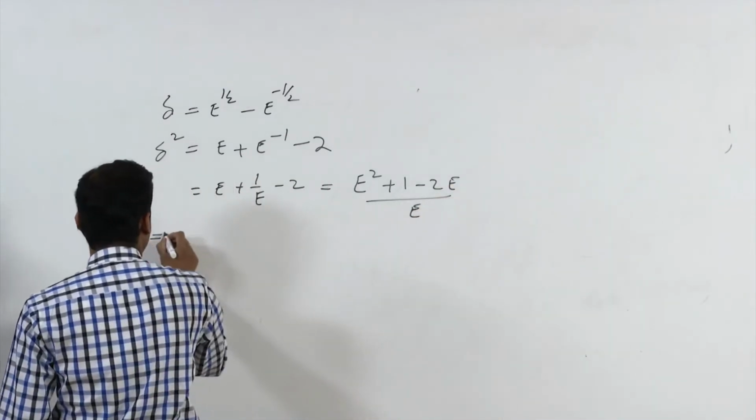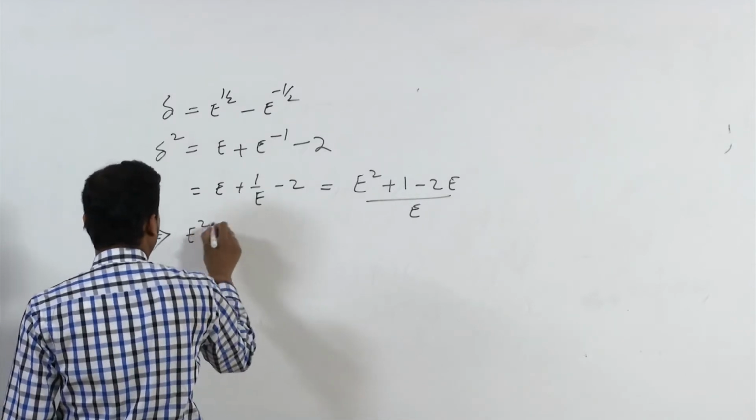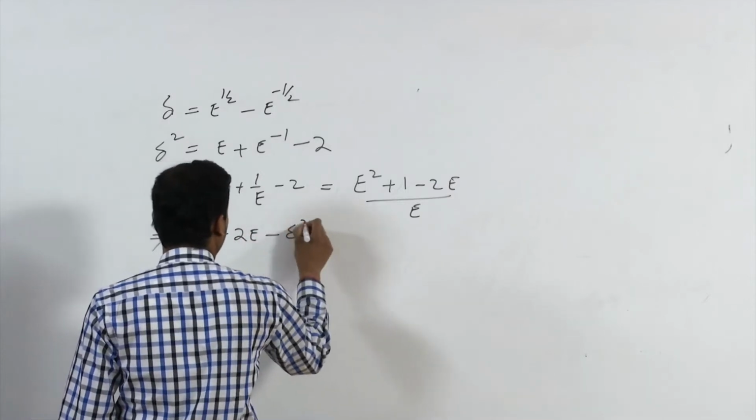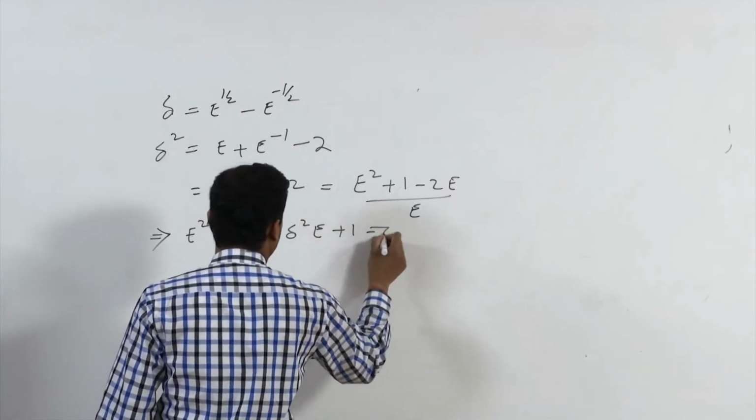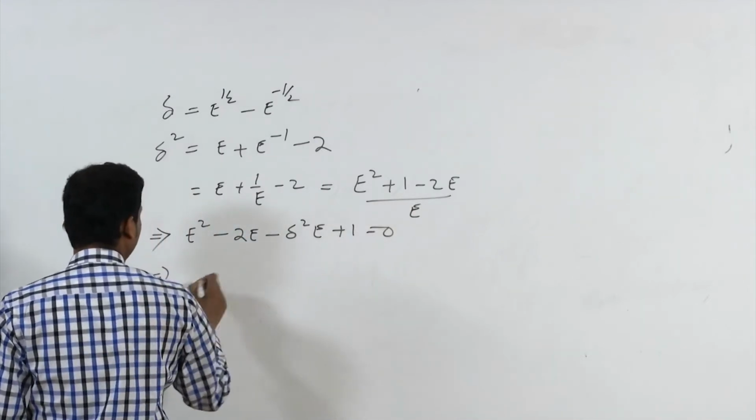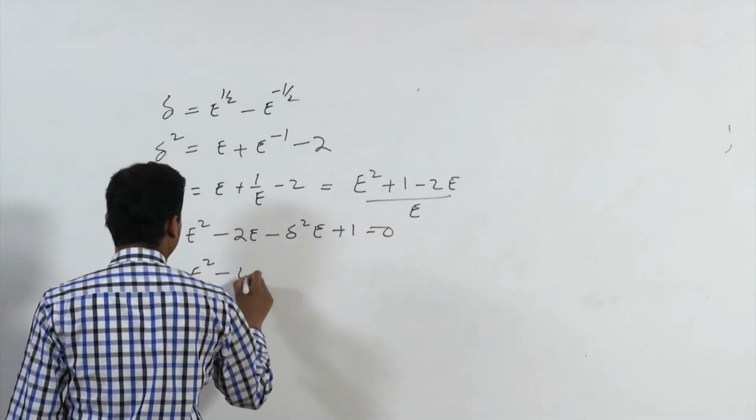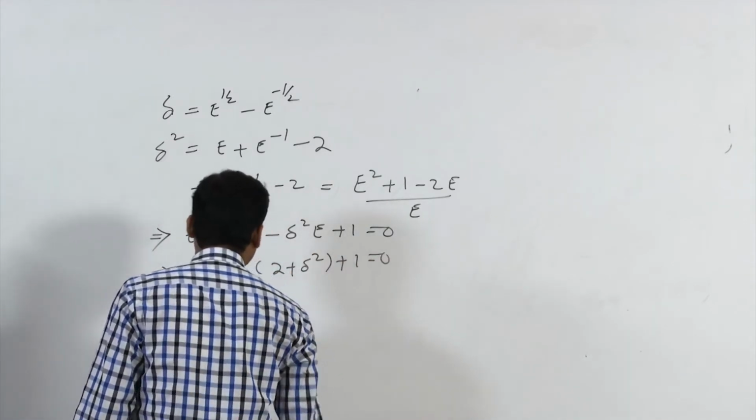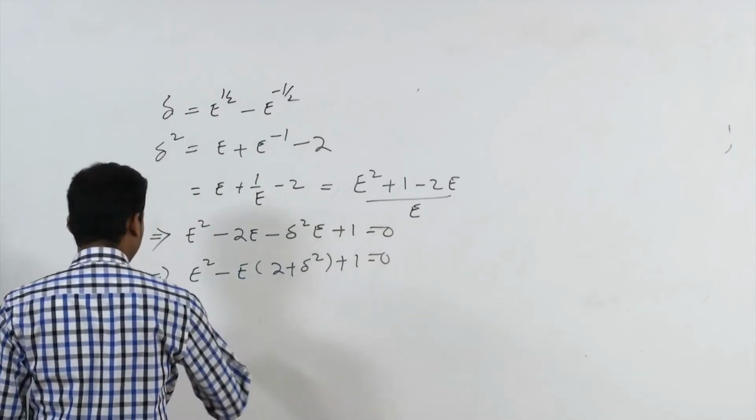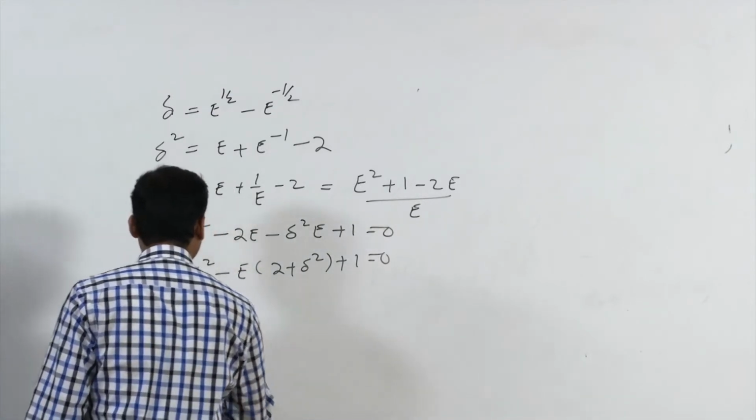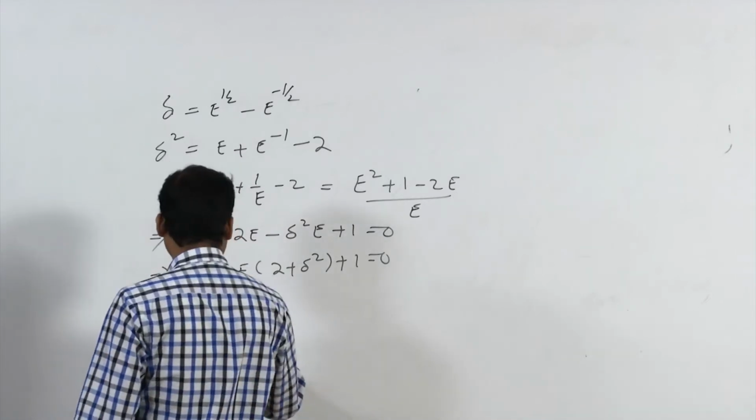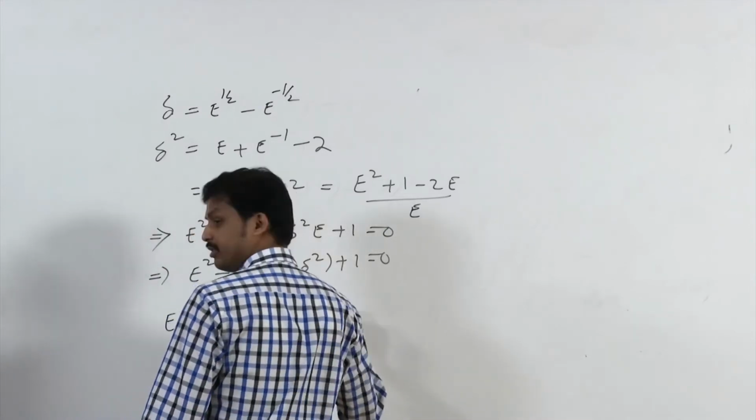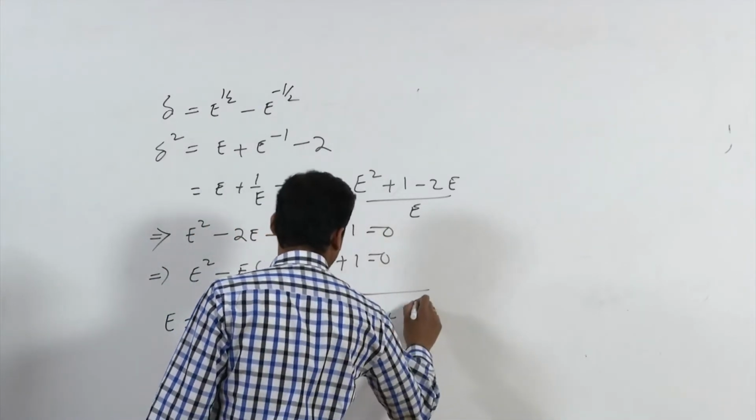And in product form, this can be expressed as E square minus 2E minus delta square E plus 1 equals 0 here. This implies that it can be written as E square minus E into (2 plus delta square) plus 1, and this equals 0. If we want to find the root here, then E can be written in the form of 1 plus delta square by 2 plus delta square root of 1 plus delta square by 4.